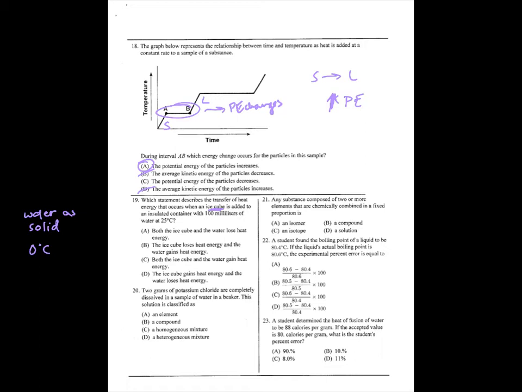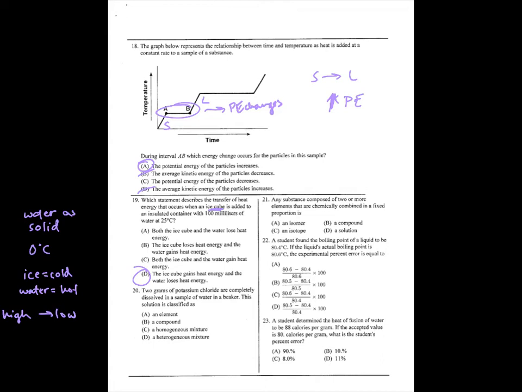So ice is cold, water is warm, or hot in comparison. Heat always travels from high to low. So here, the heat is going to travel from water to ice. So the ice cube gains heat energy and the water loses heat energy. That's our answer. Number 20.